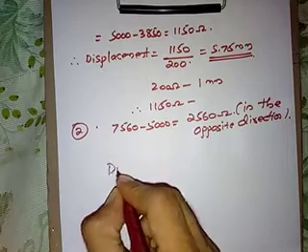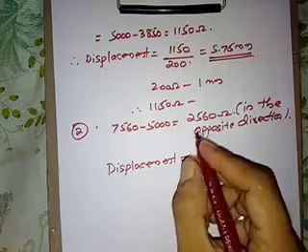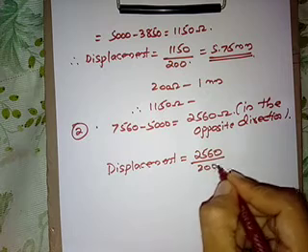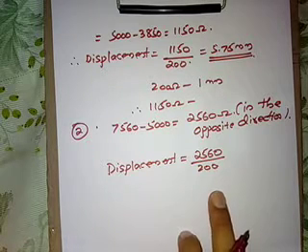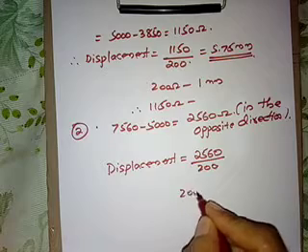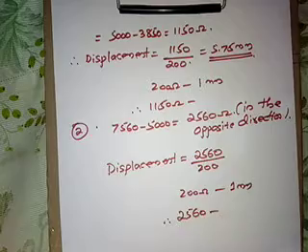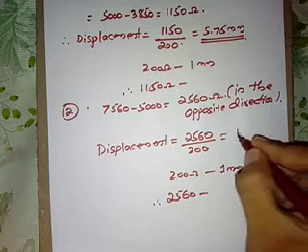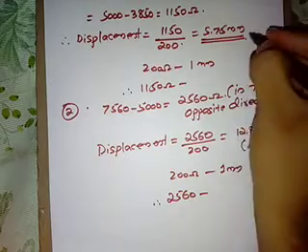Then the displacement is given by the formula: 2560 ohms divided by the potentiometer resistance per unit length, which is 200 ohm. Again the same thing: for 200 ohm the displacement is 1 millimeter, therefore for 2560 ohms how much will be the displacement? The answer is 2560 divided by 200, which is 12.8 mm, right? This is the second one.